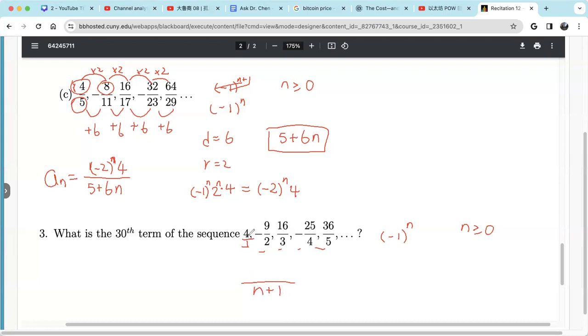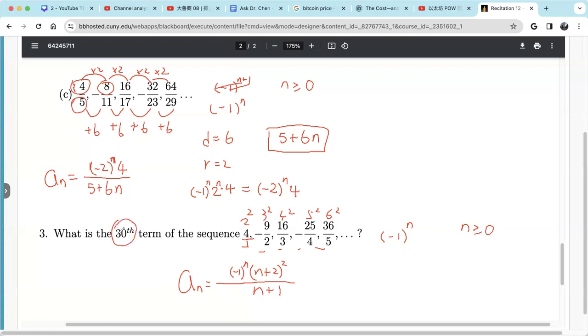And the numerator will have 4, which is, we see these perfect squares: 2 squared, 3 squared, 4 squared, 5 squared, 6 squared. But the first term is 2 squared, so that's n plus 2, because our n starts from 0. Then we have this negative 1 raised to n. So that's our general term: negative 1 raised to n, times n plus 2 squared, divided by n plus 1.